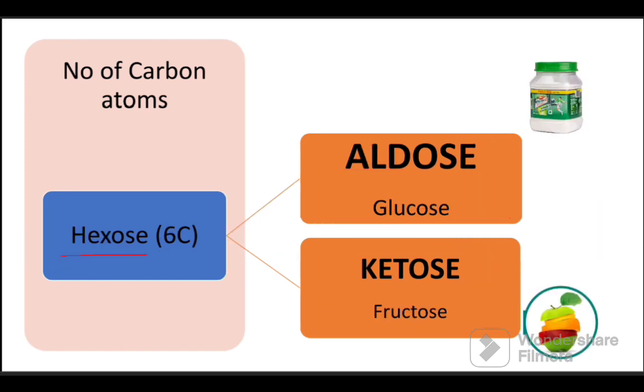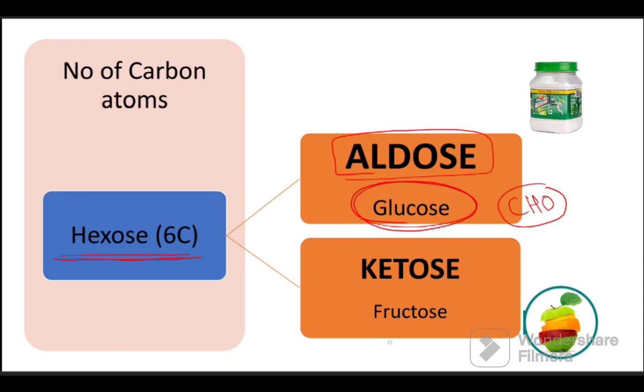Similarly, glucose is a 6-carbon compound and it has an aldehyde functional group. So it is an aldose hexose sugar. And fructose has a ketone group as its functional group. So it is a ketose hexose sugar.